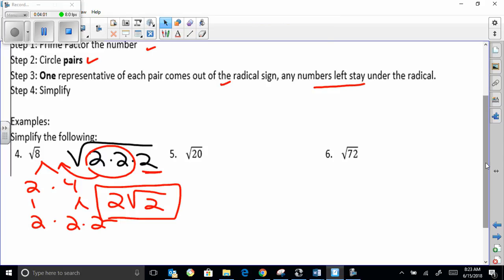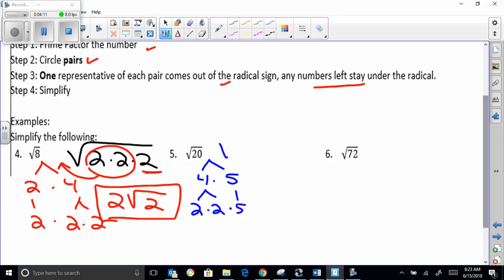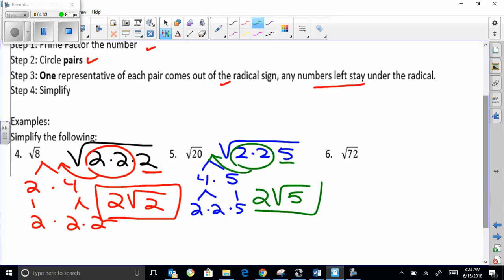Same thing with the square root of 20. First, find our prime factors. Maybe I started out with 4 times 5, and 4 becomes 2 times 2, and 5. So I have 2 times 2 times 5, which equals 20. In order to bring a number out, I must have a pair. So circle your pairs. I have a pair of 2's. That 2 is going to come out. The 5 is going to stay inside. 2 times the square root of 5 would be my answer.